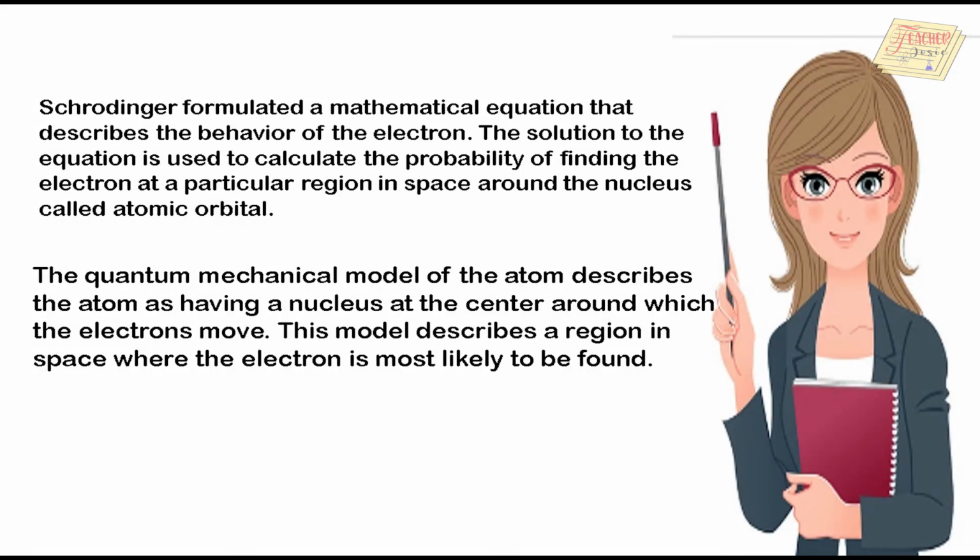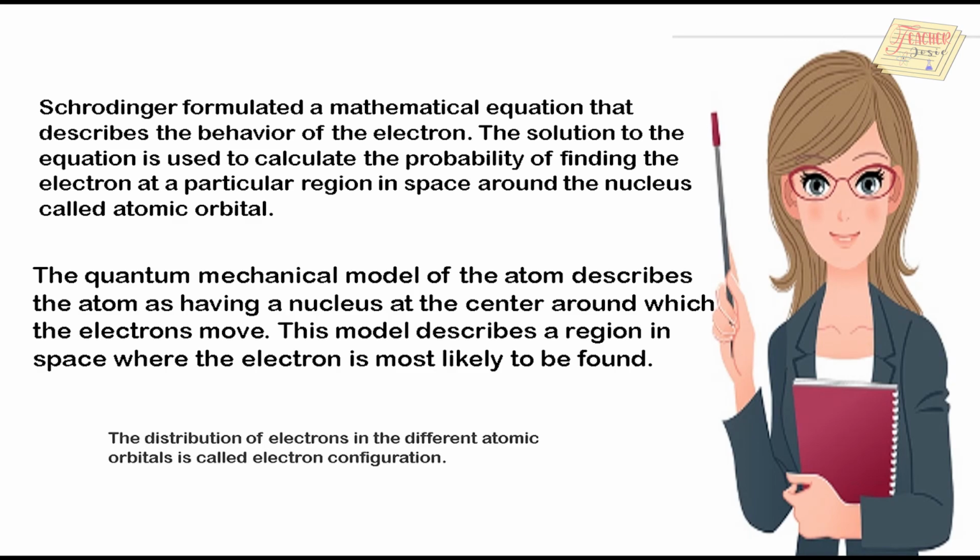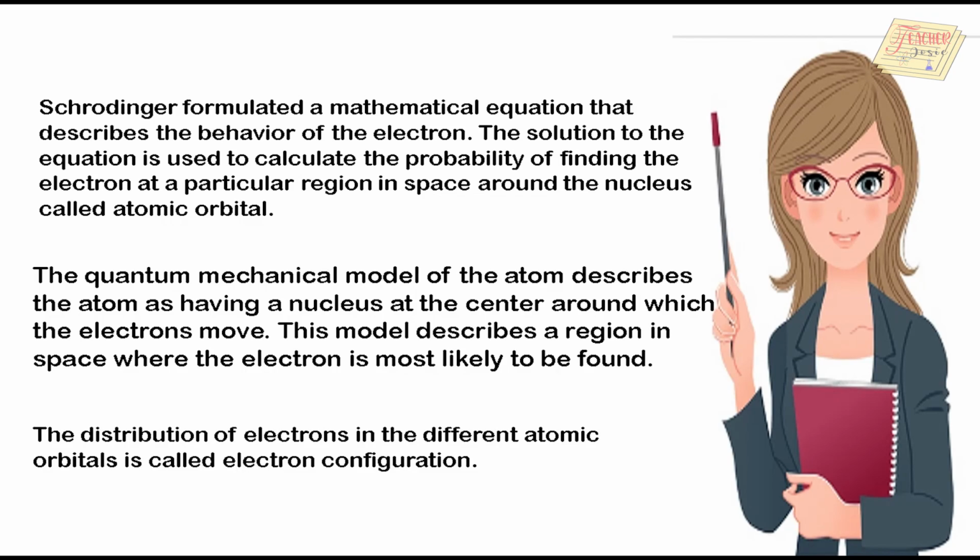The quantum mechanical model of the atom describes the atom as having a nucleus at the center around which the electrons move. This model describes a region in space where the electron is most likely to be found. The distribution of electrons in the different atomic orbitals is called electron configuration.